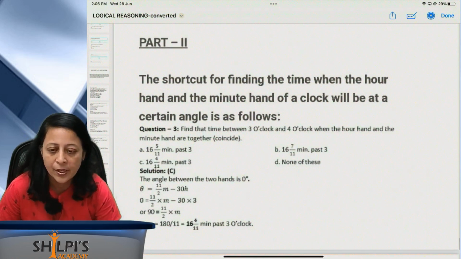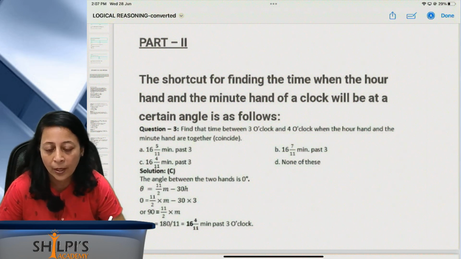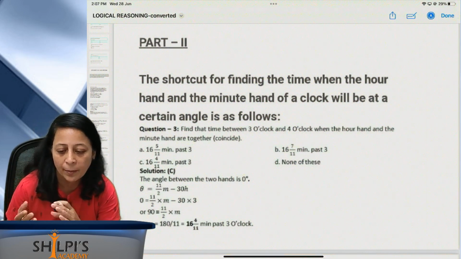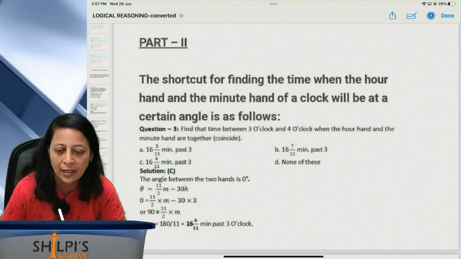So the next type of question is the shortcut for finding the time. First one we said about the angle. Here it is going to be vice versa. The shortcut for finding the time when the hour hand and the minute hand of the clock will be at a certain angle is as follows.